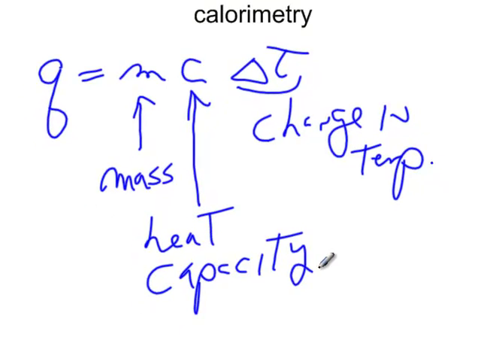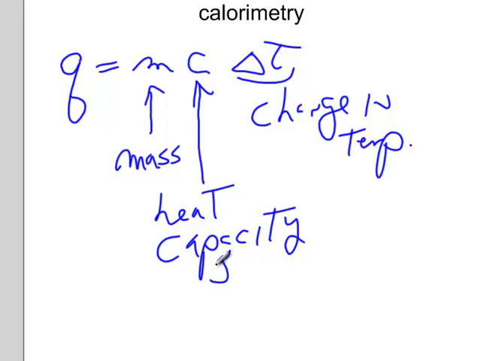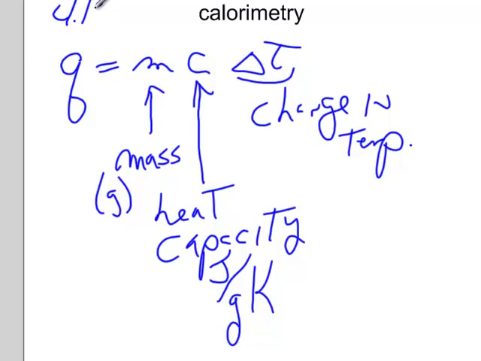And the heat capacity has units of joules, capital J, joules. I know you've run into that one before. Grams, Kelvin, or as I say, grams, degrees Celsius. It doesn't really matter. And obviously mass is in grams. The c for water, the heat capacity for water, is one that you use all the time, and it's 4.18. That's the heat capacity for water, joules per gram degrees Celsius, or gram Kelvin.